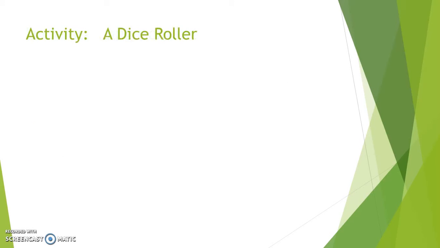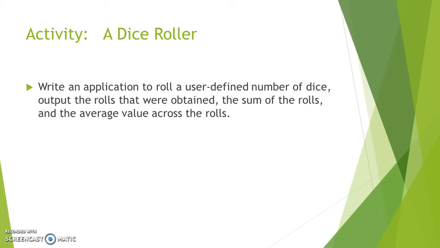Okay, welcome back if you paused it. Did you figure out why a random number between 2 and 12 would be wrong? Well, actually, I'm going to let you go ahead and write code to further probe this, to try to work it out yourself. So, if we want to write an application to roll a user-defined number of dice, output the rolls obtained and the sum of the rolls, this will illustrate the problem with just doing a random number between 2 and 12.